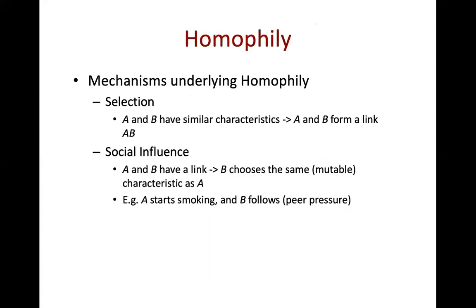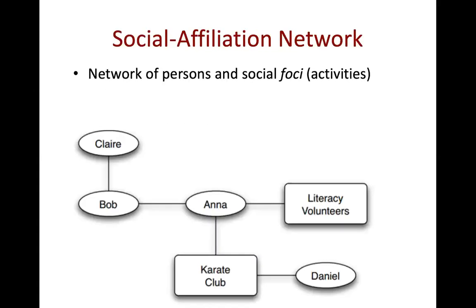So the key mechanisms that lie under the root of homophily are, of course, selection. A and B have similar characteristics, and A and B get a link. And of course, social influence. A and B have a link, and B chooses the same mutable characteristics as A, right? So basically, if somebody is smoking, then they also follow and start smoking, and that's called peer pressure, right? Especially in schools.